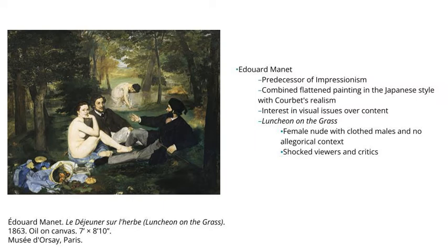Before, you had to have the perfect in-depth shading of every single muscle. And this is a little bit more stylized than people were used to. So there is an interest in visual issues over content here. This piece in particular is called Luncheon on the Grass, and it shows a female nude with clothed males, and there's no allegorical context to this.